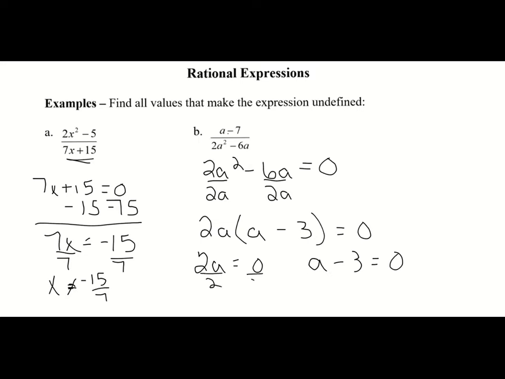So here we'll divide by 2, which 0 divided by 2, or 0 divided by any number, is 0. And then the next one we'll add 3 to both sides, so I get a equals 3. So this expression is defined for any value for a except a cannot equal 0 or 3. When a equals 0 or 3, I get a 0 in my denominator, and that will not work. Okay, so any other value I can plug in for a, but for 0 and 3, it will give me a 0 in my denominator, which makes the expression undefined.